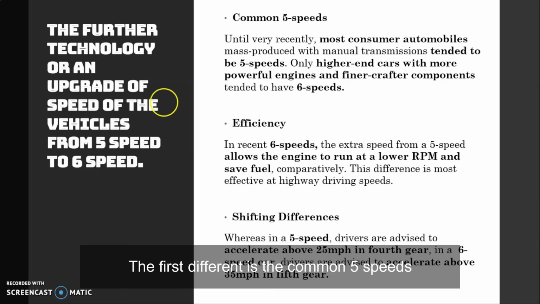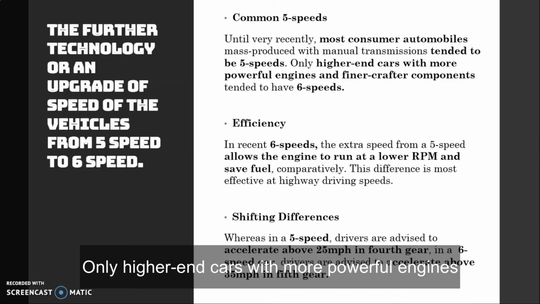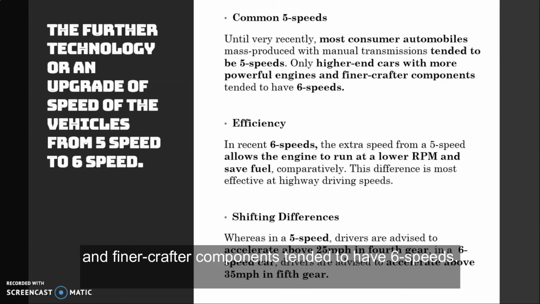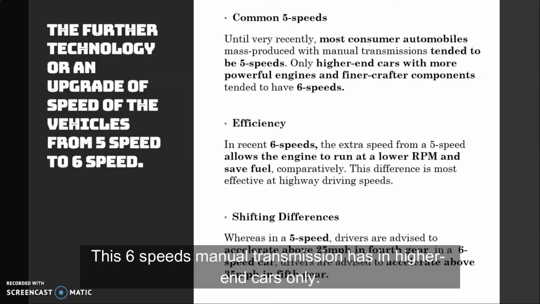The first difference is the commonness of 5 speeds. Until very recently, most consumer automobiles mass-produced with manual transmissions tended to be 5 speeds. Only higher-end cars with more powerful engines and finer crafted components tended to have 6 speeds. This shows that not all vehicles in the world use a 6-speed manual transmission. The 6-speed manual transmission is found only in higher-end cars.